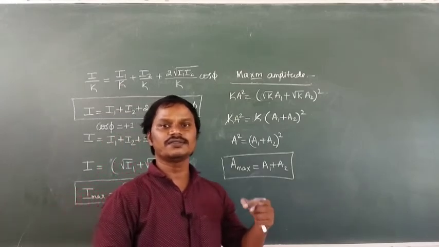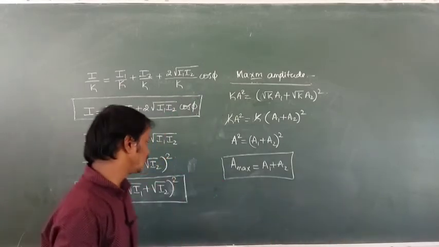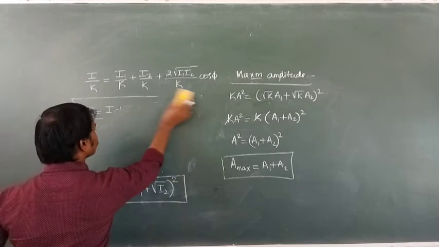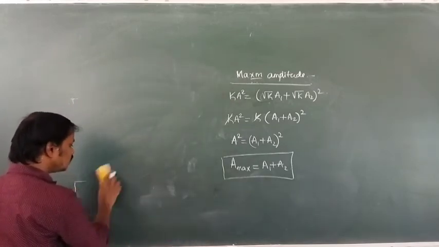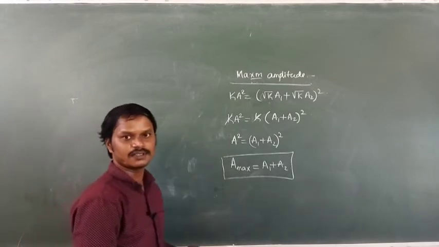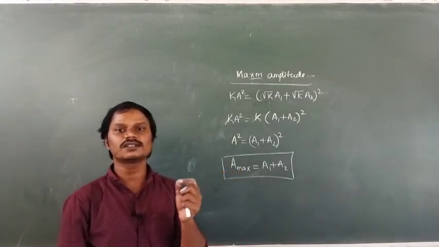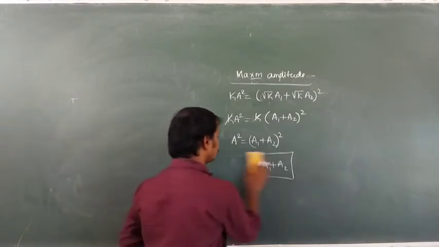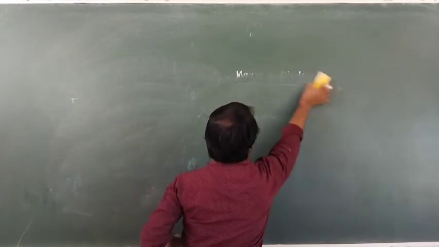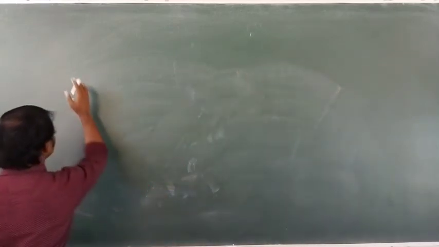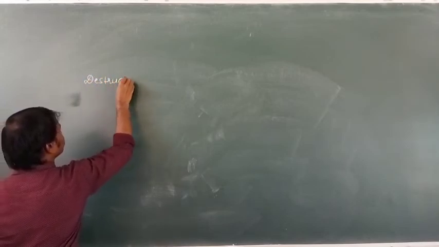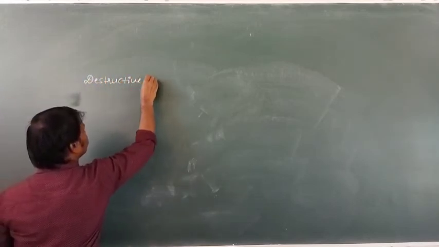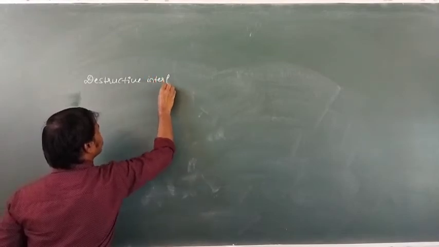In a similar manner, we are going to discuss destructive interference. What are the conditions for destructive interference? First condition, the phase difference. Phase difference is 2n minus 1 into pi, for destructive interference.